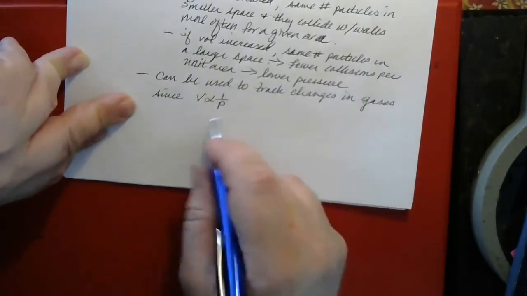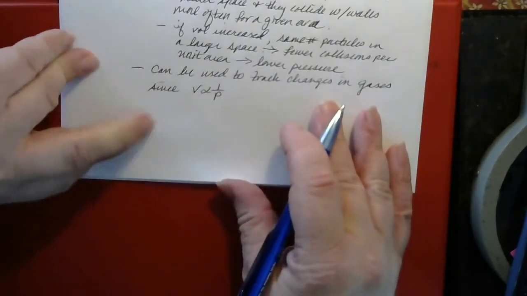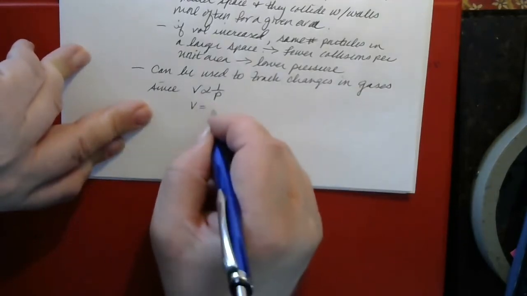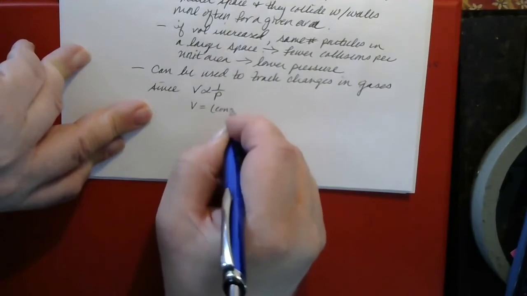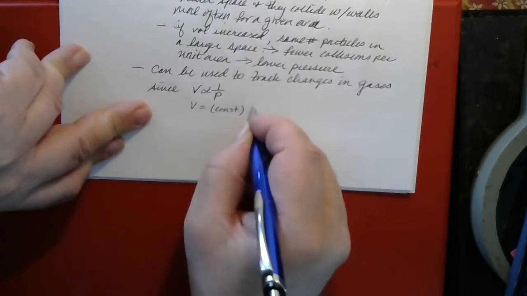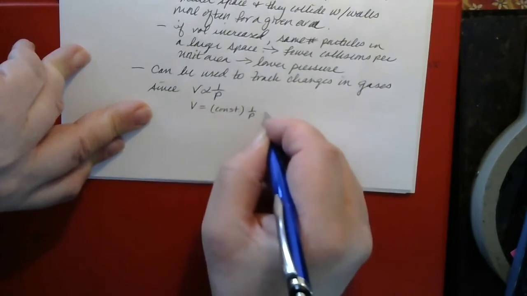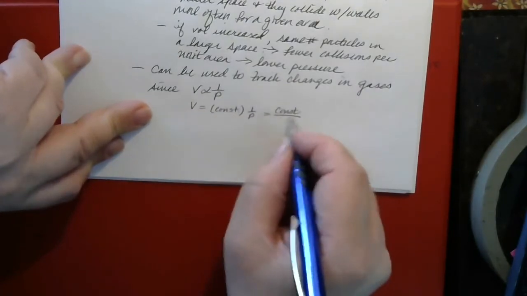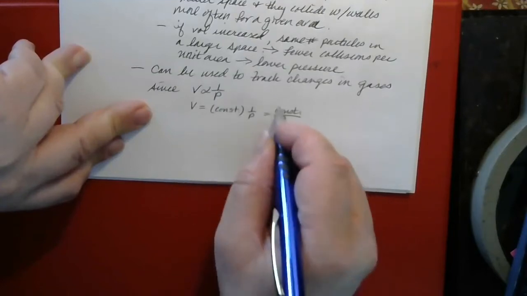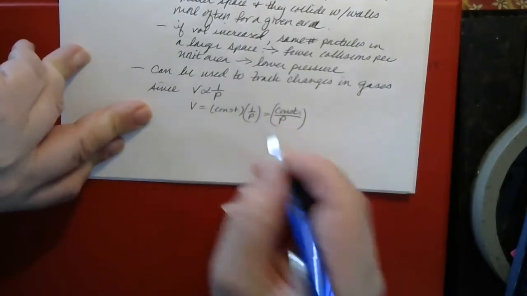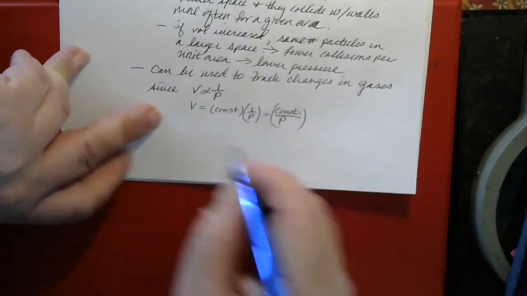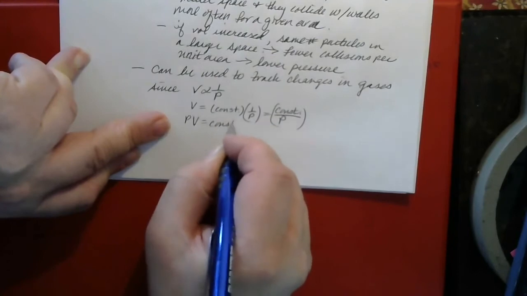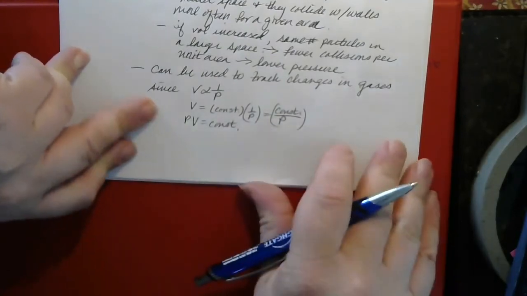Since we know that volume is inversely proportional to pressure, then that means that volume is equal to some constant times 1 over pressure. Or in other words, volume is equal to a constant divided by pressure. Or we can say that pressure times volume is equal to a constant.